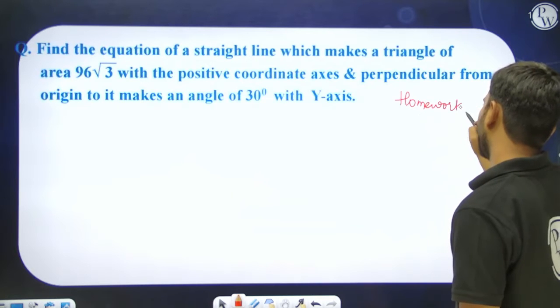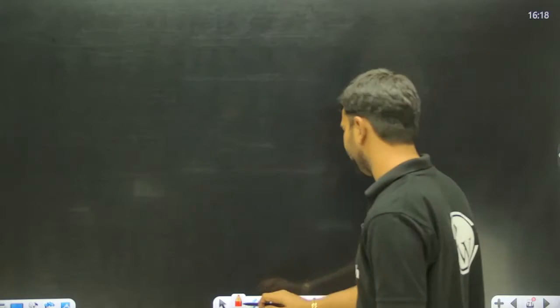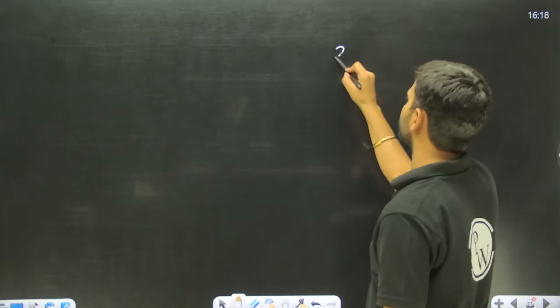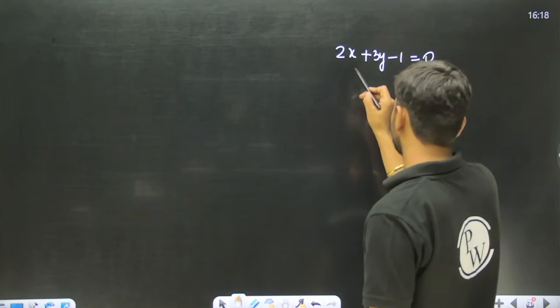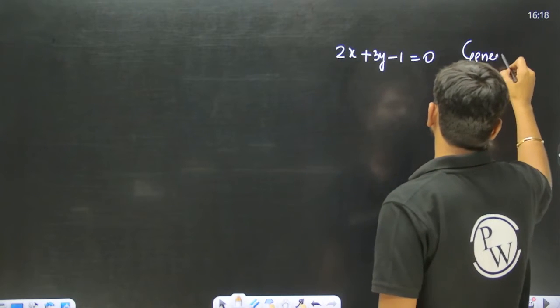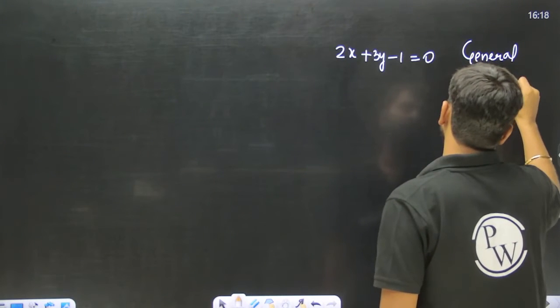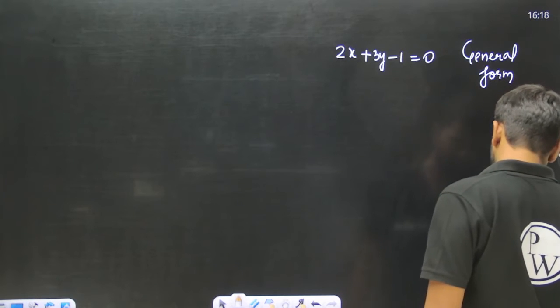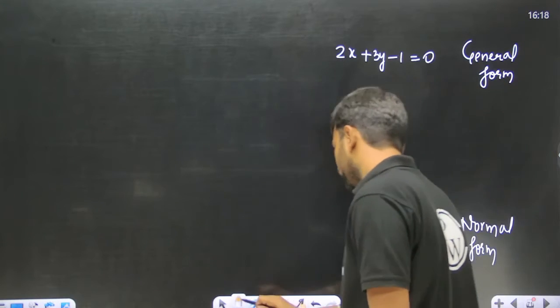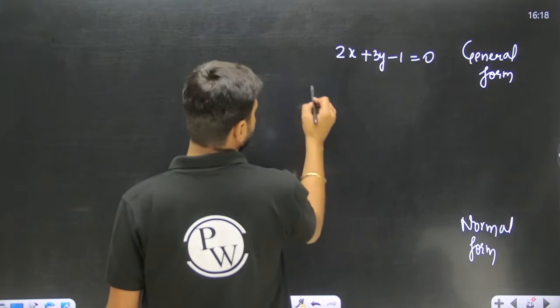Okay, but I would like to discuss an important part over here. Let's say a general form of the equation is given to me and I want to convert this into normal form. This is general form, convert this into normal form. Now there is a strategy, there is a process in this. What is the process? Let me tell you.